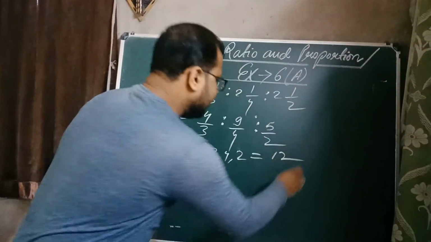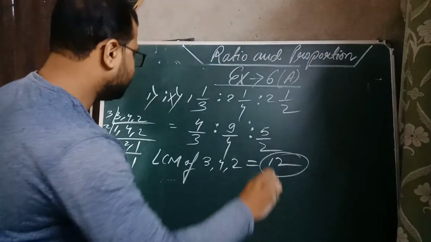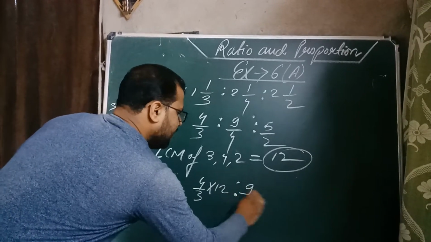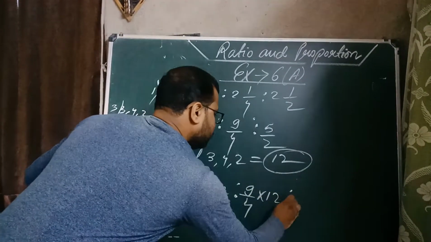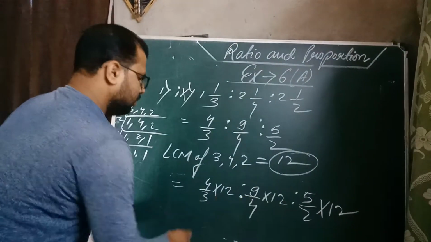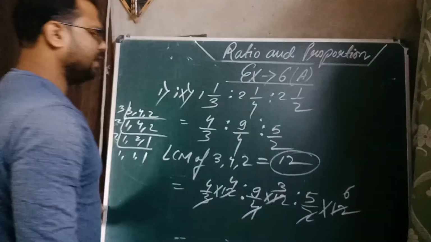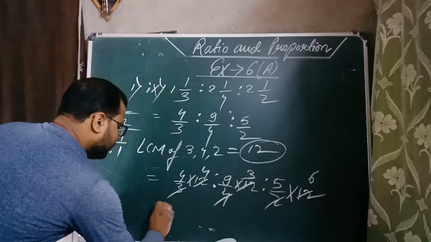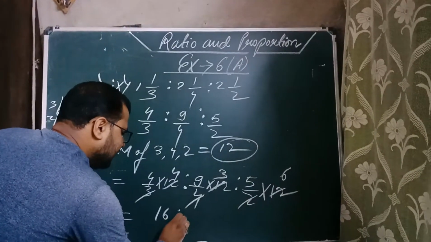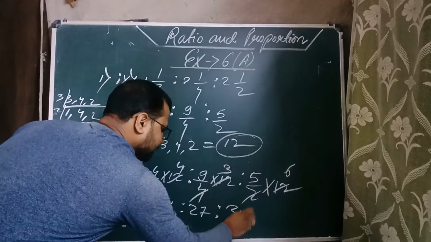So this 12, this LCM, we have to multiply along with each number given in the ratio. Let's do that. 4 by 3 into 12. 9 by 4 into 12. 5 by 2 into 12. Cancelled. 3 4s are 12. 4 3s are 12. 2 6s are 12. Okay, students. What can we write? 16. 4 4s are 16, 9 3s are 27, and 5 6s are 30.